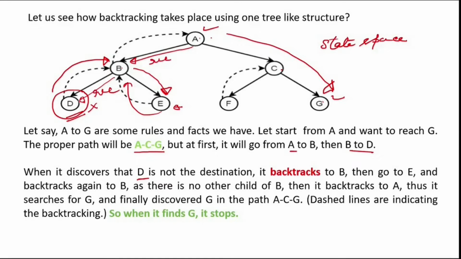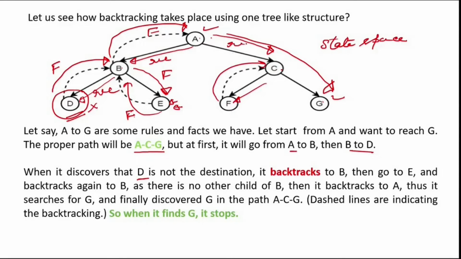This recursive call will return false. This E also, when it goes to E, will return false here. So this will be false. So both will be false, so B also obviously will be false. So again it will backtrack to A, which will also be false. Then again it will come to C, thinking that it will be reaching G, and then from C to F it will come. It will see that F is also not the solution, so it will backtrack.